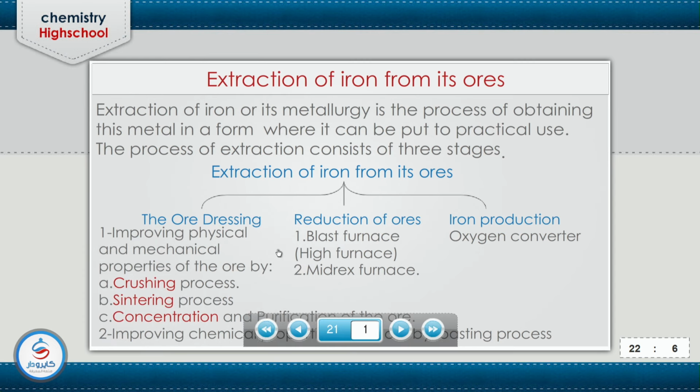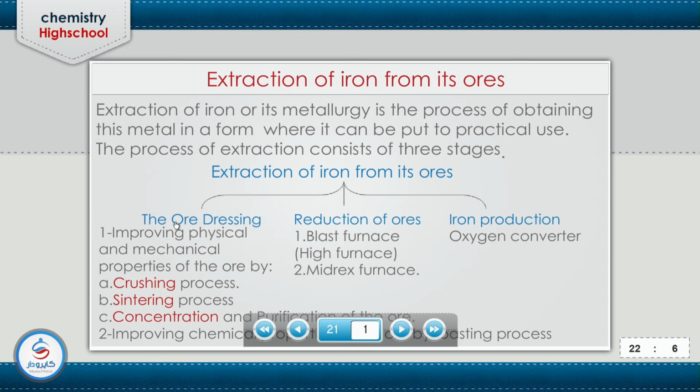Now, we study the extraction of iron from its ores. The extraction of iron, or its metallurgy, is the process of obtaining this metal in a form where it can be put to practical use. This process of extraction consists of three stages.